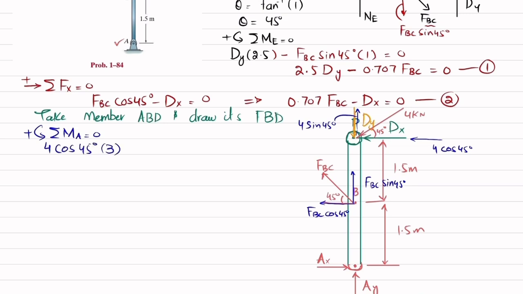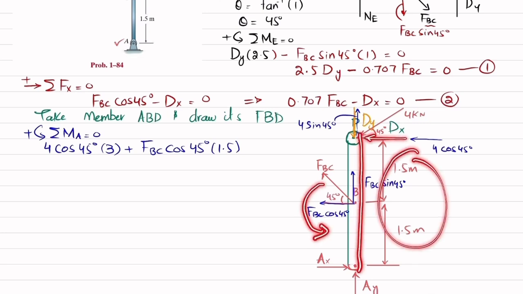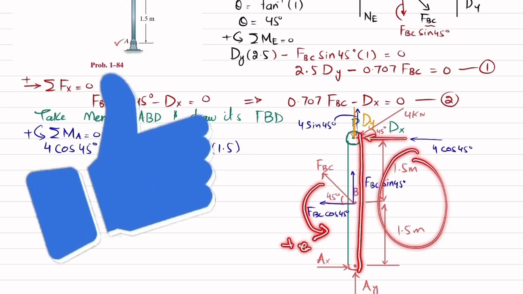The second force that is producing moment is this FBC cos of 45, and the perpendicular distance is 1.5, and this is also producing counterclockwise moment, so it will be plus. So plus FBC cos of 45 degree into perpendicular distance 1.5. The third moment is due to this dx, and this dx into perpendicular distance 3 is producing counterclockwise moment, clear, so it will also be positive.